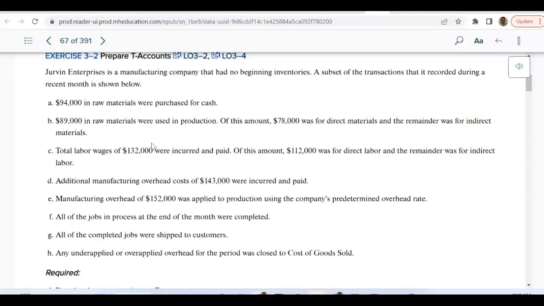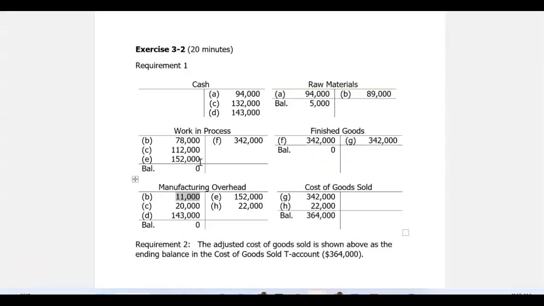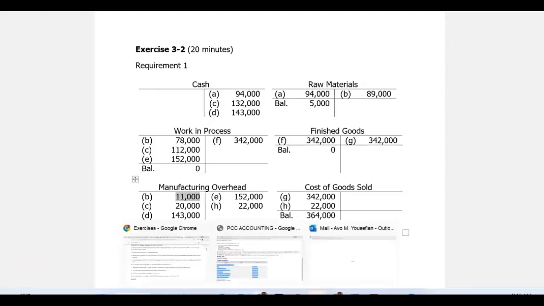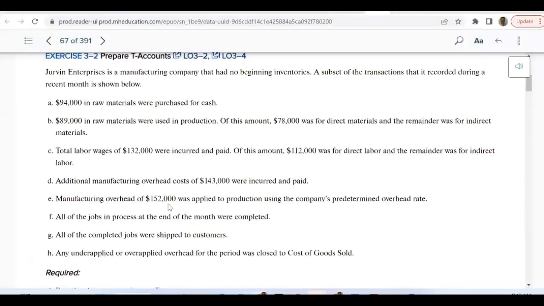Total labor wage of 132 were incurred and paid. Of course, out of this amount, 112,000 was direct labor, the rest indirect. So 132, 112. So here is, it's not showing us, but that is wage expense. Wage expense of 132,000, right? 132,000. Yes, 132,000, and 112 was direct.